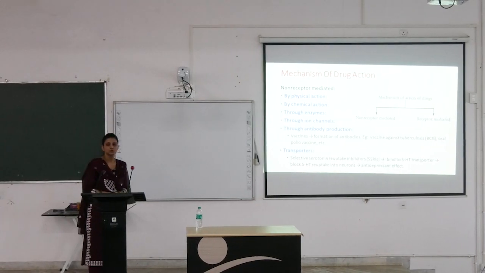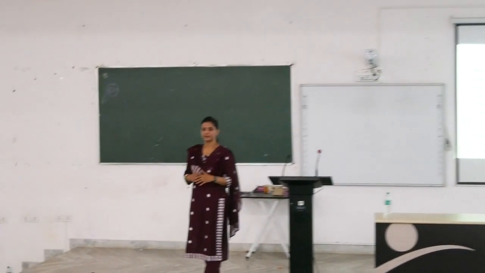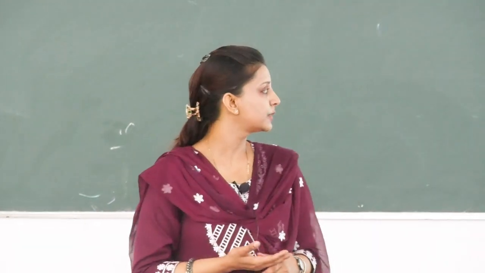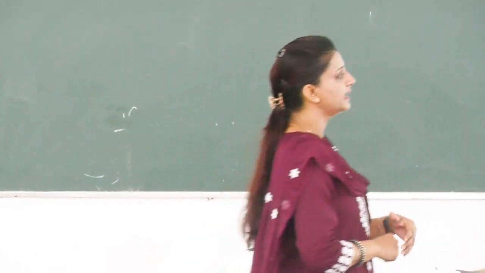the neurons. So what will happen? Serotonin level will increase, and that will have an antidepressant effect. So what is it doing? This drug, the SSRI, is going and binding to the serotonin transporter. What was the work of the transporter?